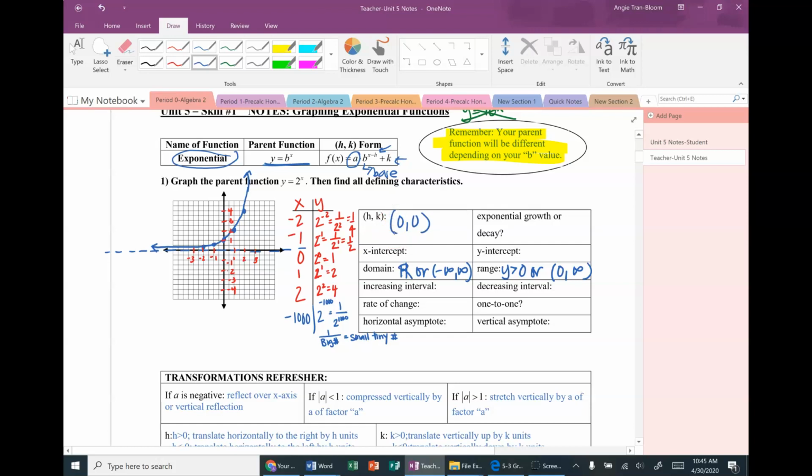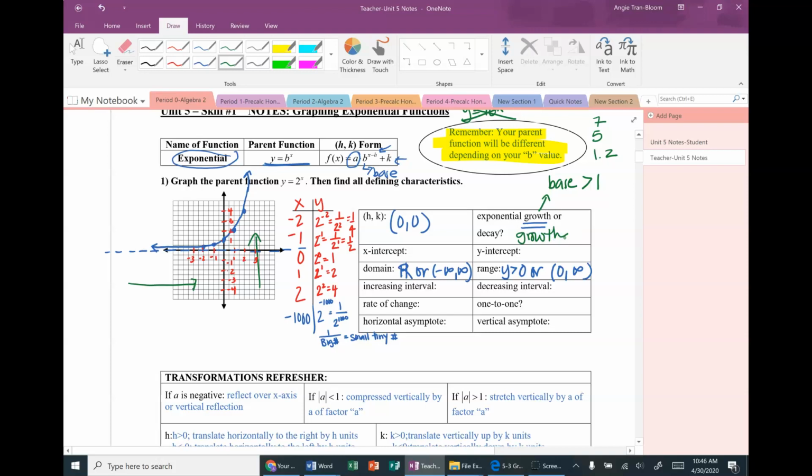This is an exponential growth. Growth means as I'm going to the right, y is going up. Another way to identify it is the base. The base is bigger than 1. Again, the base is bigger than 1. When I say bigger than 1, I mean it can be 1.2, 5, 7. And then we'll talk about decay in a little bit, when that would be a decay. So this is going to be a growth.